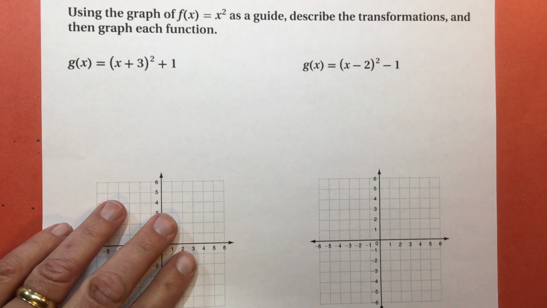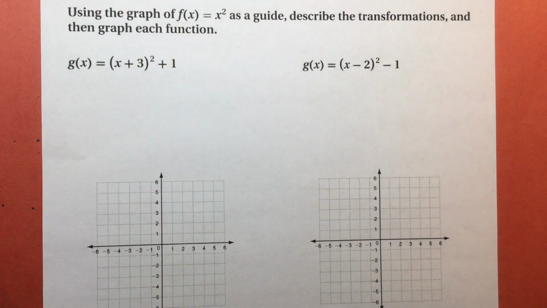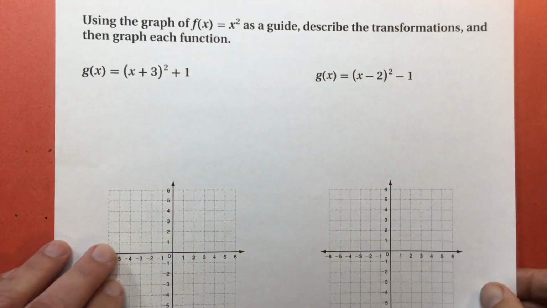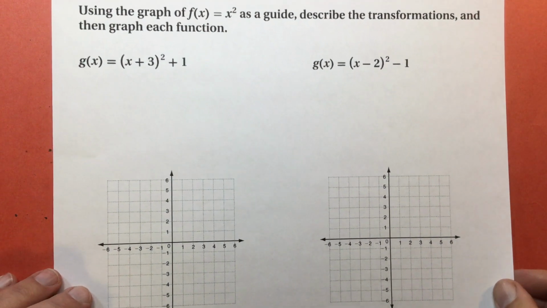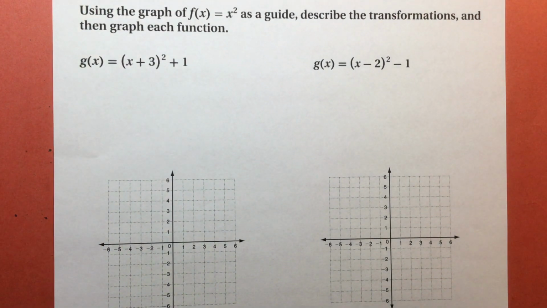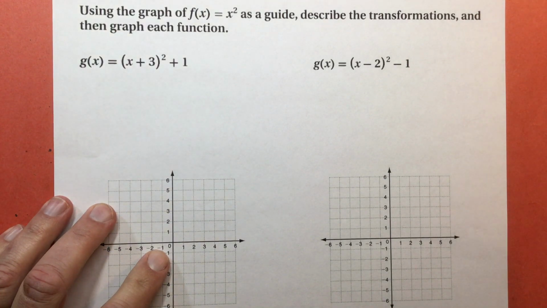So let's describe the transformations, and then we will see if we can sketch a graph. And I think that for these, it's usually best if I also draw not only the function I'm supposed to draw, but it's also good if I draw the parent function from where I start. All right, so what are the transformations?